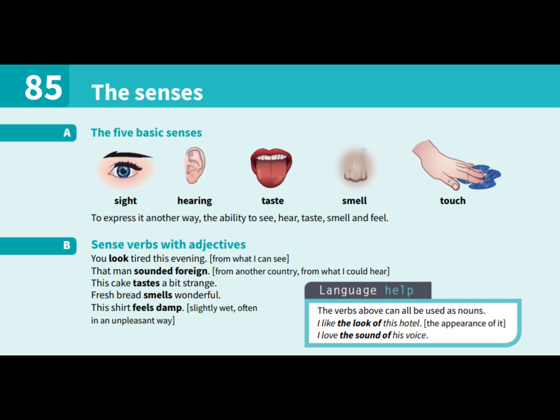Language help. Sense verbs as nouns. The sense verbs look, sound, taste, smell, and feel can also be used as nouns. For example, I like the look of this hotel. Here, the look of something means its appearance. We can also say, I love the sound of his voice. Here, the sound of his voice refers to the way his voice sounds.